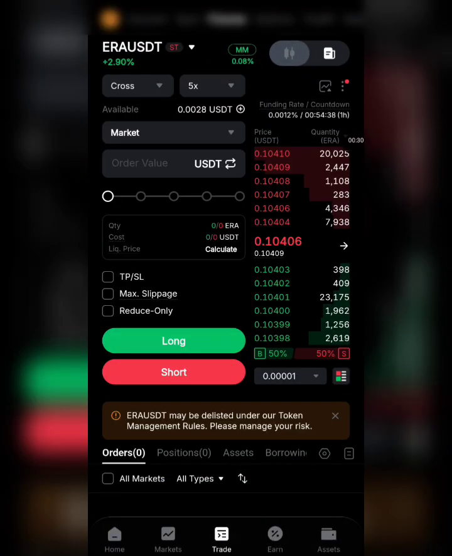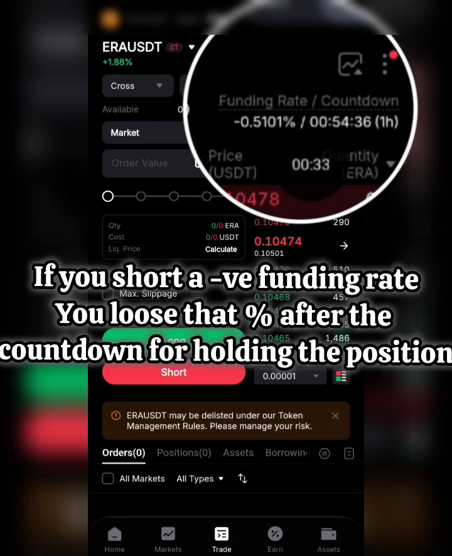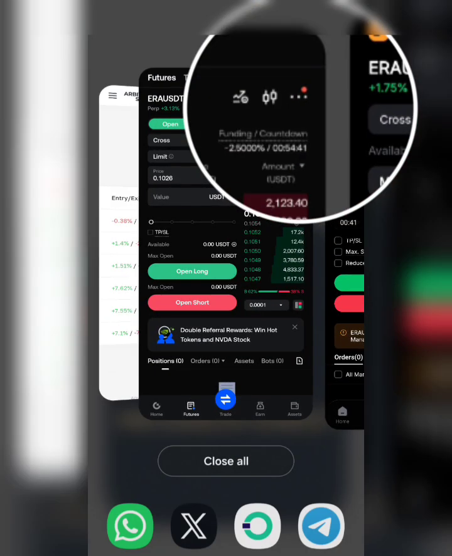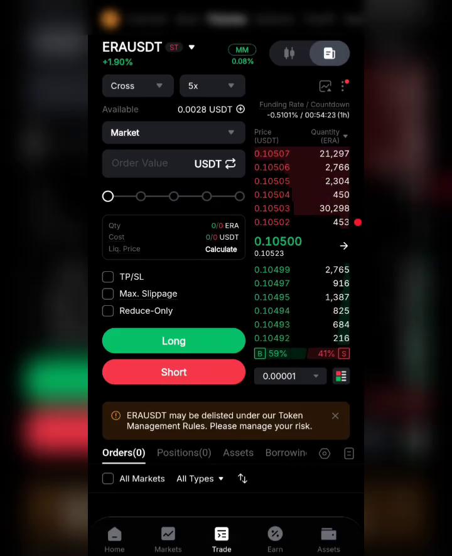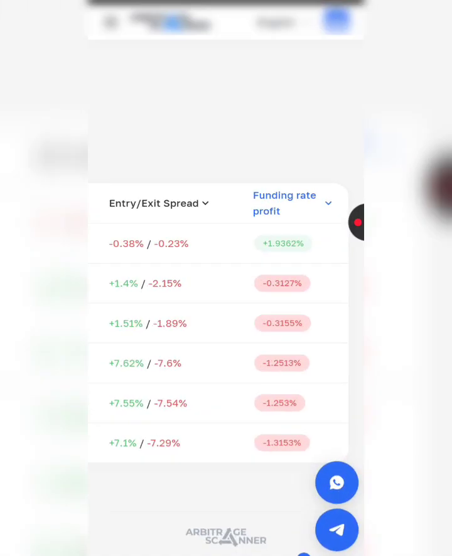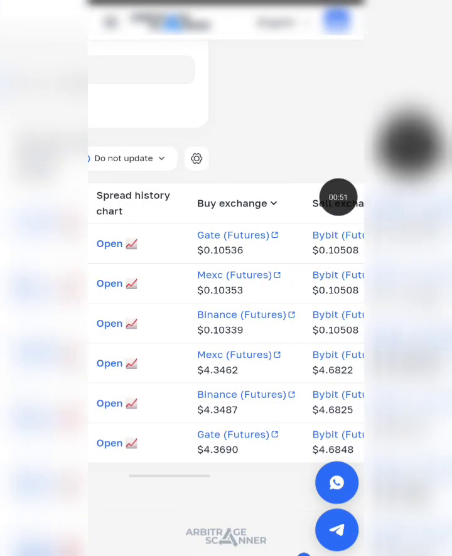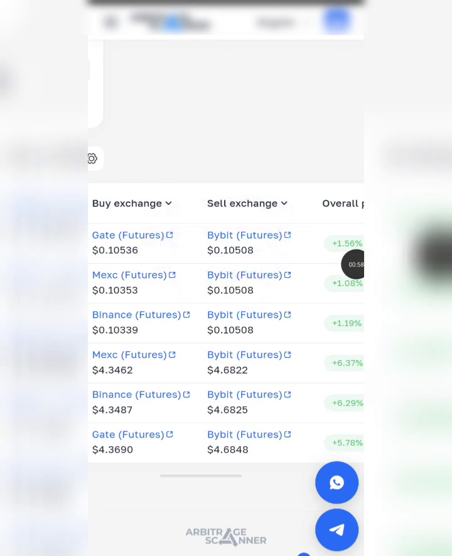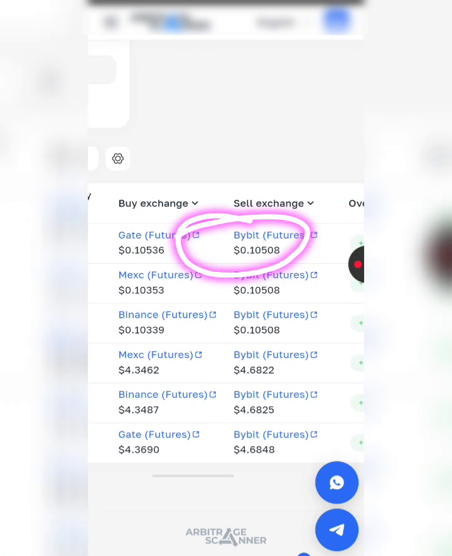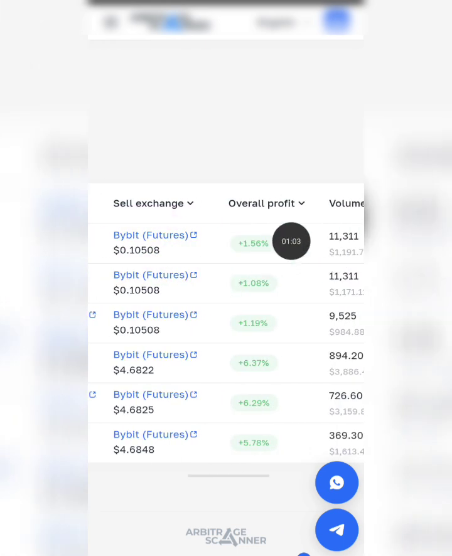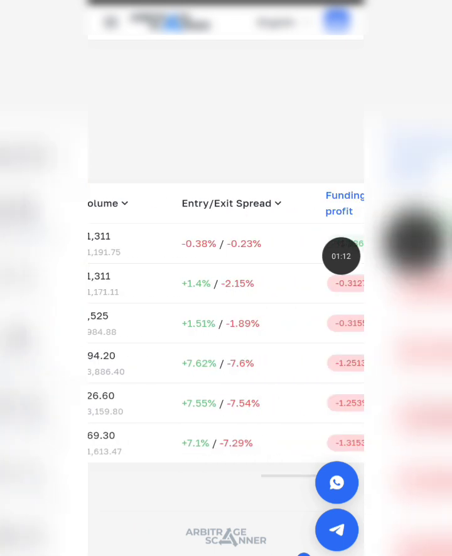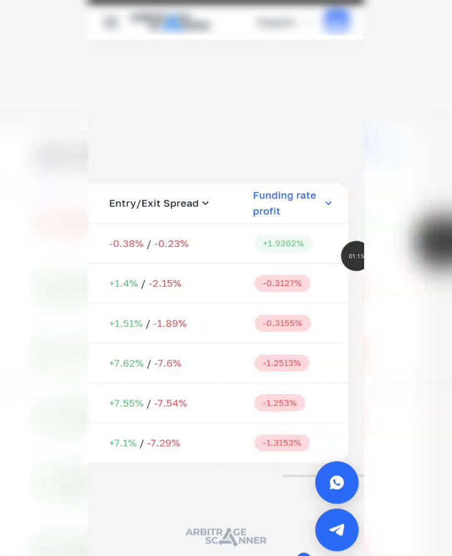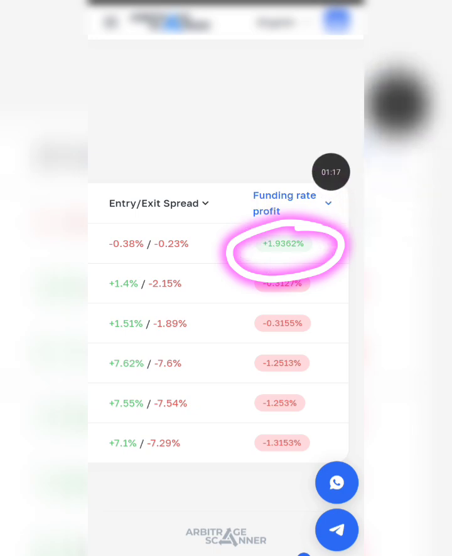Now for the other one where we are going to be shorting, if you short this particular token within this countdown, you'll be deducted this amount because the short is paying the longs. Here we are going to be longing the token, and on Bybit we are going to short the token. So that's what this arbitrage opportunity is telling us: we are buying on Gate exchange. That means we are going to place a long position on Gate, and on Bybit we'll place a short position. You can see their prices are not the same, right? So this is the overall profit we get to make. And also when the funding rate countdown reaches, we get this funding rate profit also.